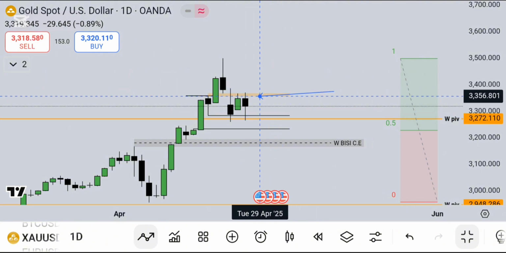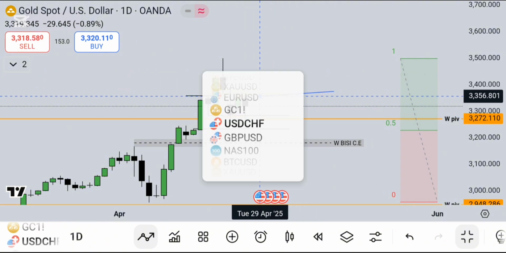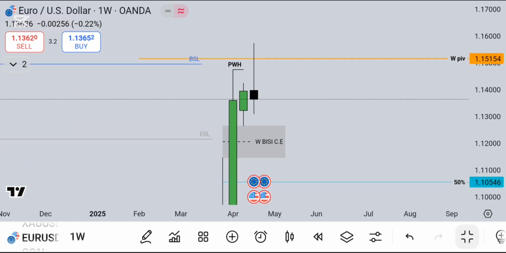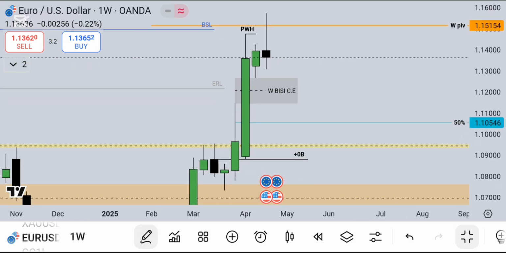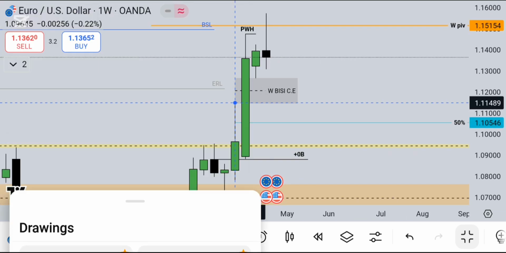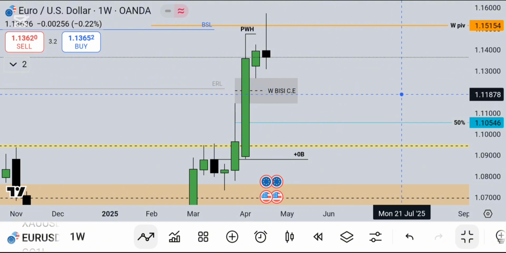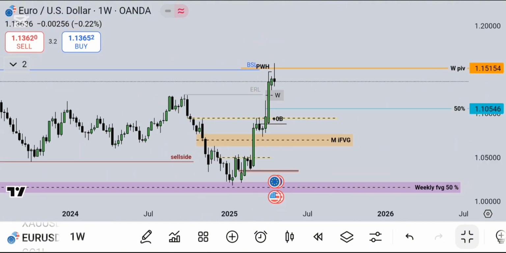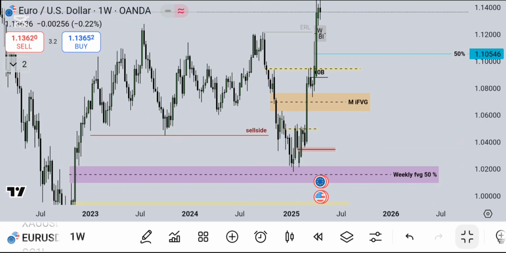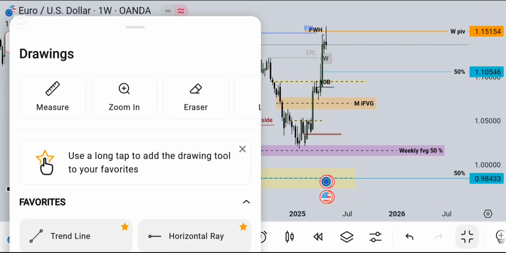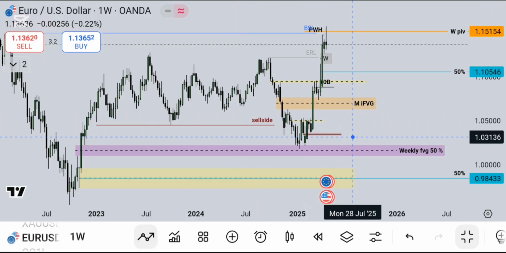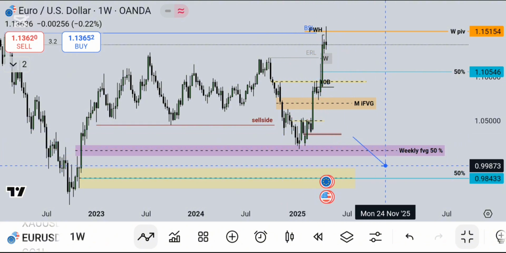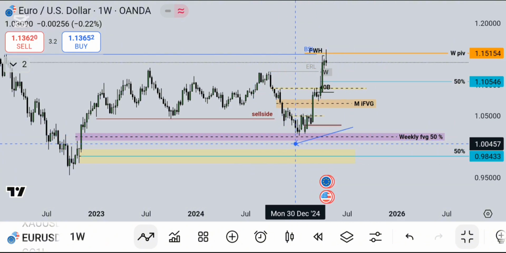So that is it for gold. Let's go and watch EURUSD. For EURUSD, I'm not going to take long explaining because it's similar to that of gold, right? When we observe EURUSD from the weekly time frame, you can see that price delivered all the way from the monthly imbalance around here.